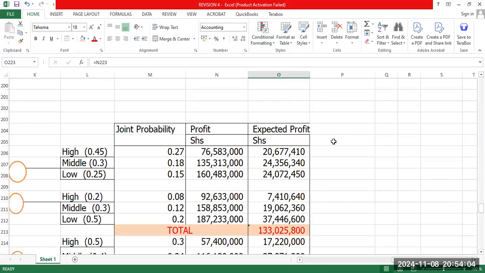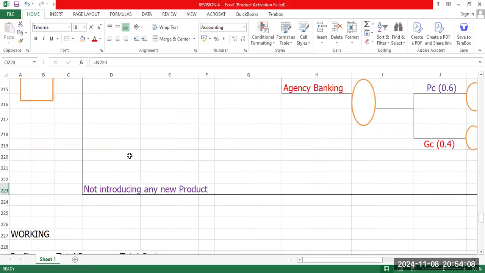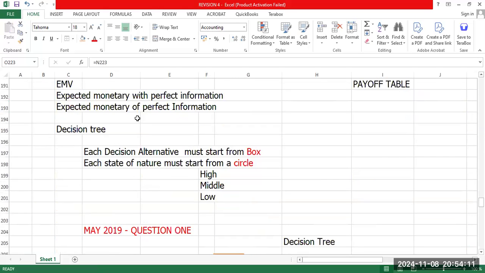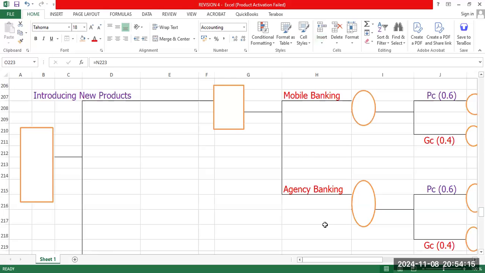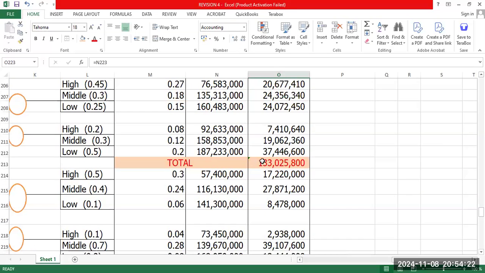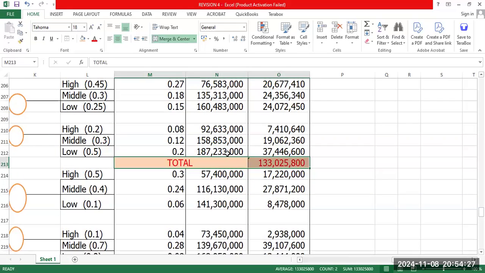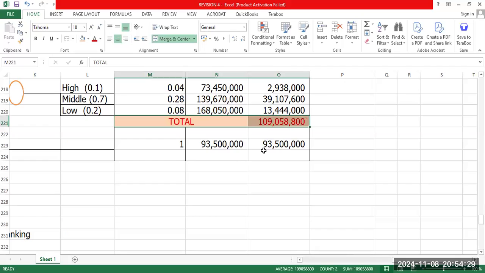Perfect. So that's all about decision tree. But conclusion, as I said, they were just asking the expected profit from new products. And for new products, the profit is this one. That is for mobile banking, and for agents banking, it is this one. So that's all about part A. Are we together, colleagues? Are you seeing that?